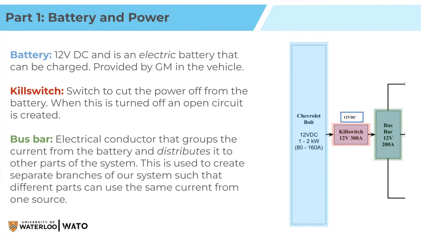Next component that you see after the kill switch is the bus bar. The bus bar is an electrical conductor that groups the current from the battery and distributes it to other parts of the system. We have this in order to create separate branches of our system such that different parts can use the same current from one source. So it gets all the current from the battery and then distributes that to other parts of our system.